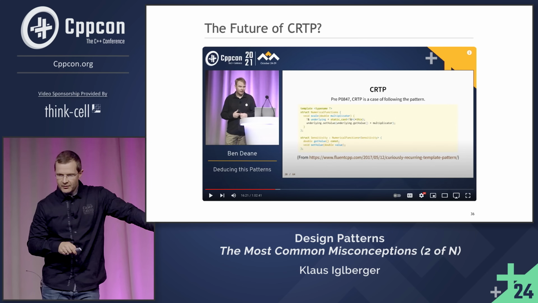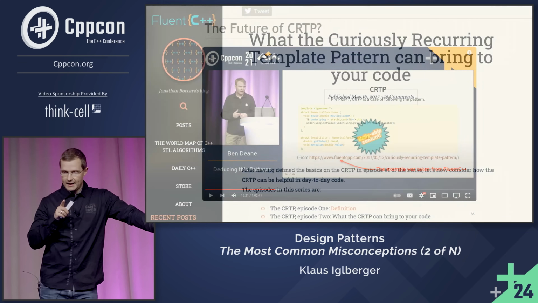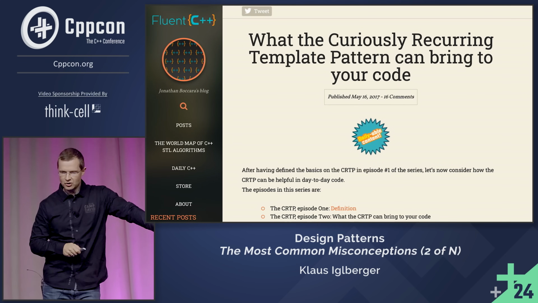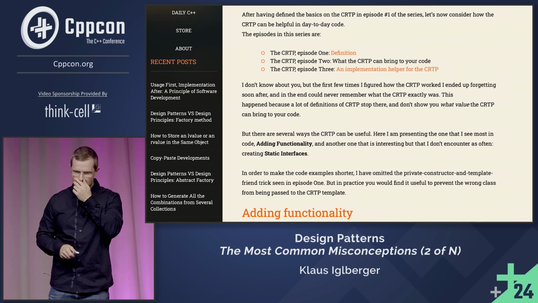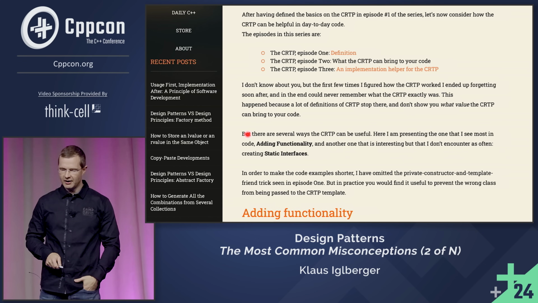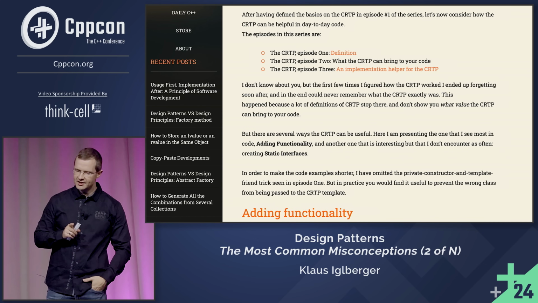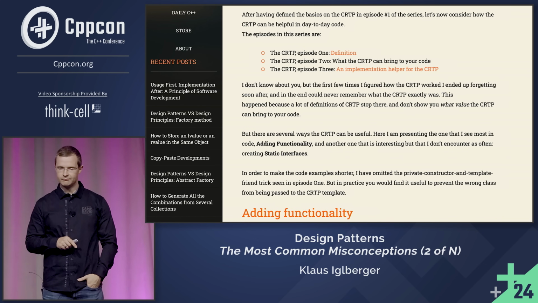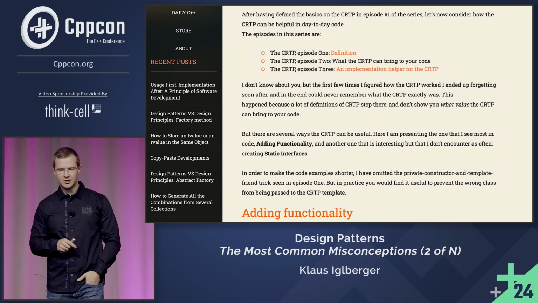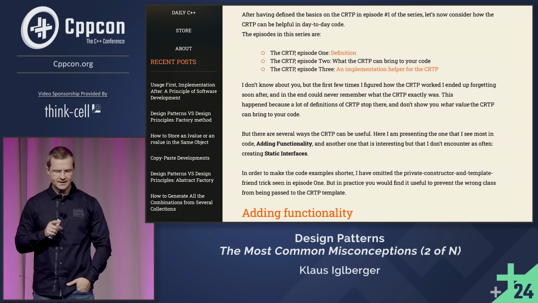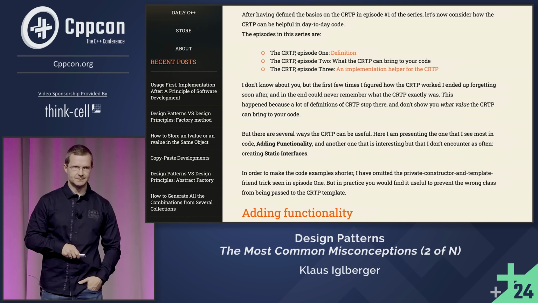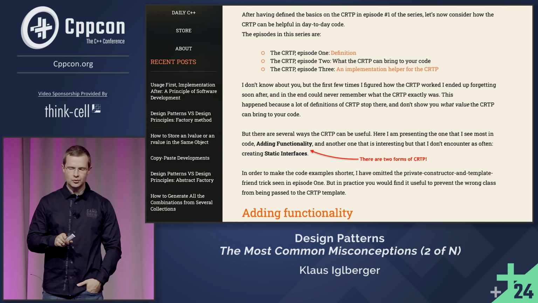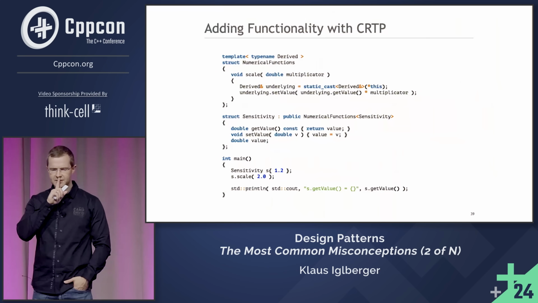So on his slide, Ben also provided a link to Fluent C++. On Fluent C++, a couple of years ago, Jonathan Boccara actually explained these 2 different kinds of CRTP. So let's take a look at the middle paragraph. There are several ways the CRTP can be useful. Here I'm presenting the one that I see most in code, adding functionality, and another one that is interesting, but I don't encounter as often, creating static interfaces. So, 2 forms of CRTP. Okay. What are these two forms?